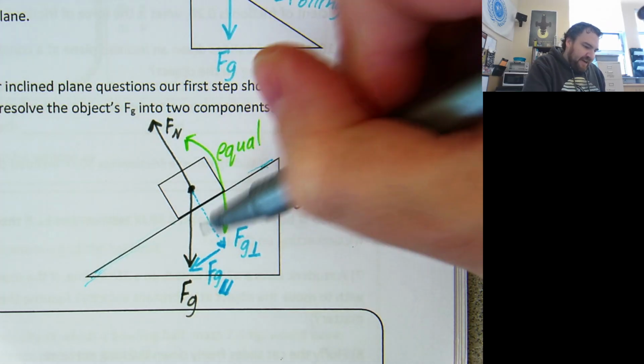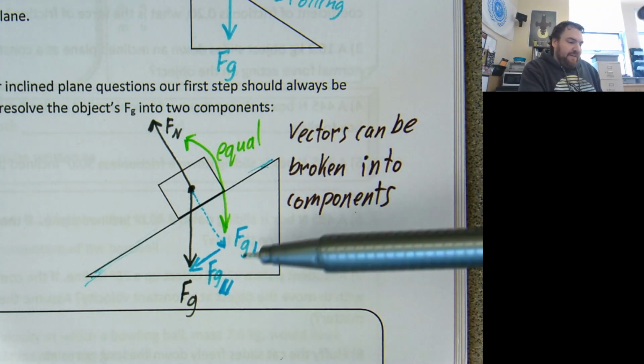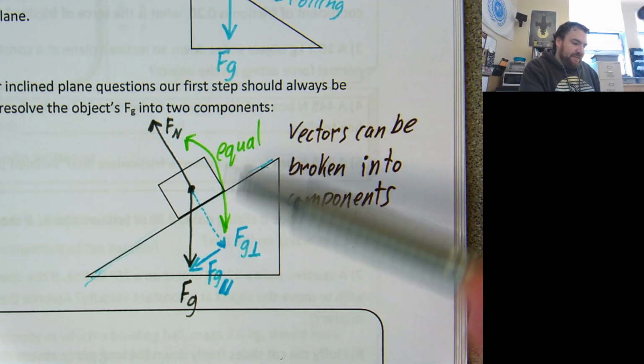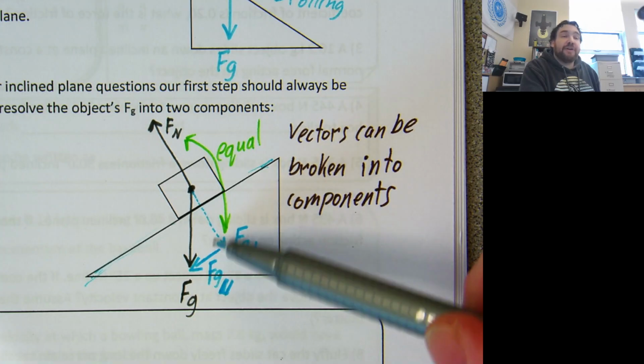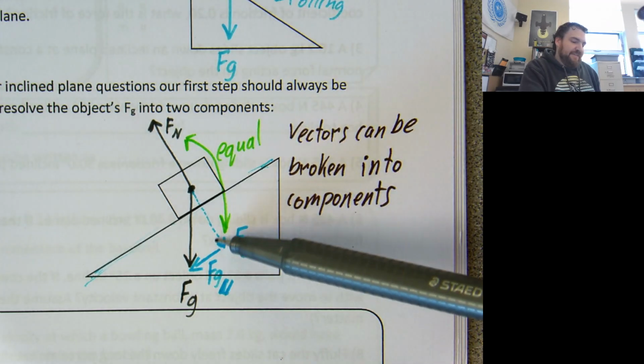What is interesting about Fg perpendicular and Fg parallel? If Fg perpendicular is equal and opposite to Fn, what does that tell us about these two blue vectors here, or the components of these two blue components here? What is true about how these two things have to meet?